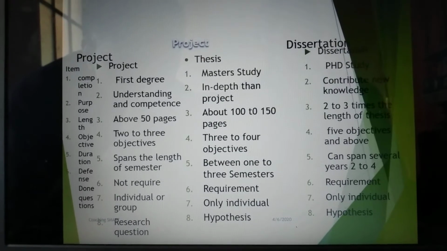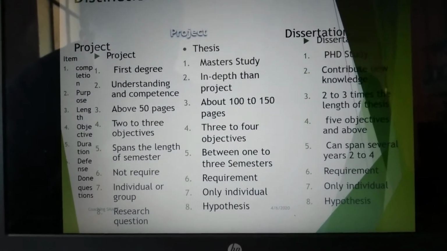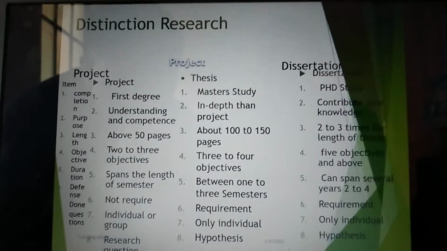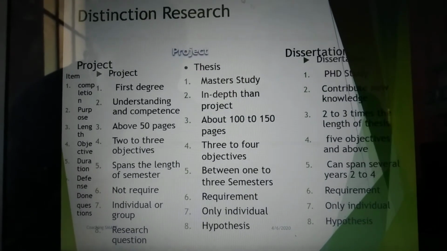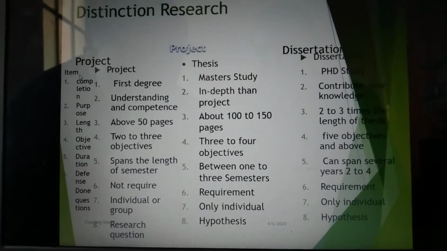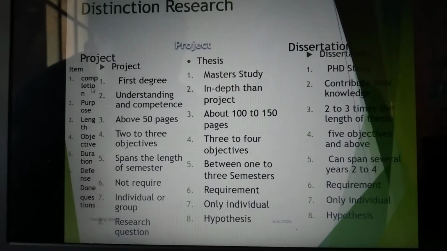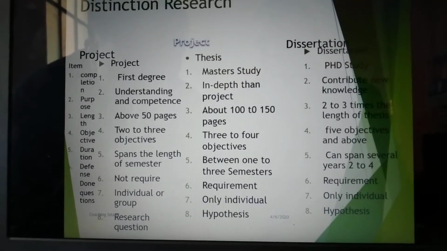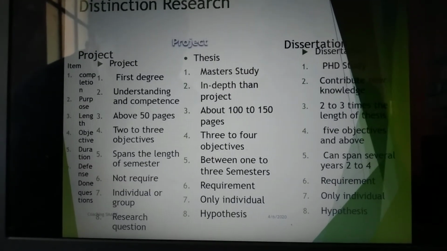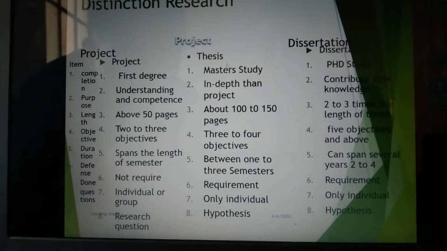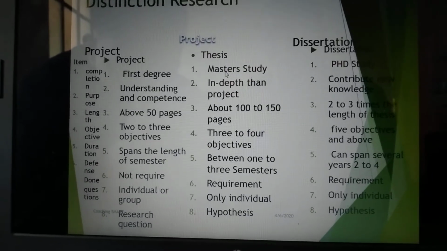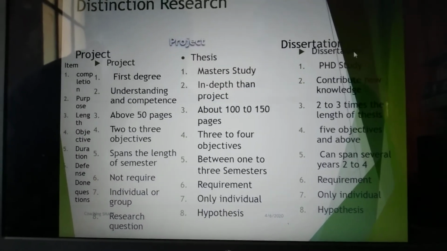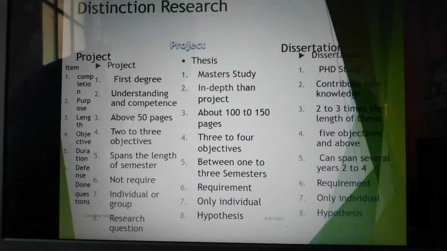We come now to the difference. Distinction of research, or the difference between project, thesis, and dissertation. Now, we have item completion. When you talk about completion, in project, it's actually for the completion of a first degree, which is the bachelor's degree. When you come to thesis, it's for the completion of master's studies. When you come to dissertation, it is actually for the completion of PhD study.